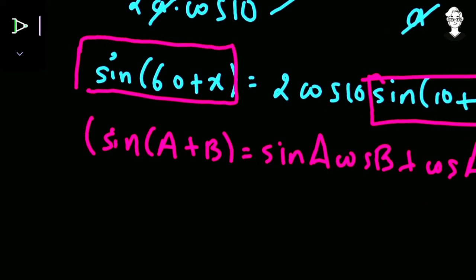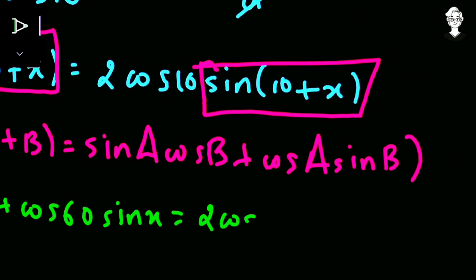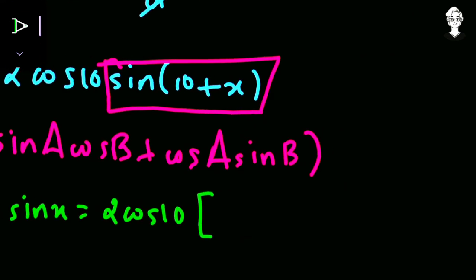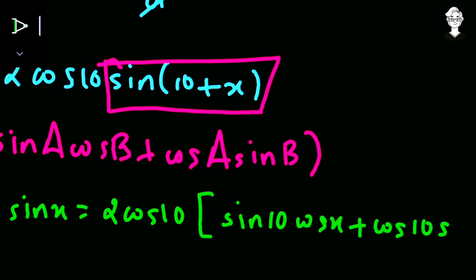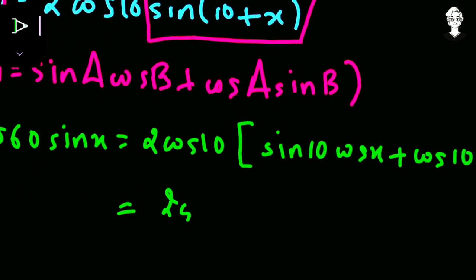So sine of 60 plus x will be sine of 60 into cos x plus cos 60 into sine x, that is equal to 2 times cos of 10, as it is outside, and inside the bracket it would be sine of 10 plus x, that's sine 10 cos x plus cos 10 and sine x. Now just opening the bracket over here, it would form 2 times cos 10 into sine 10 into cos x.